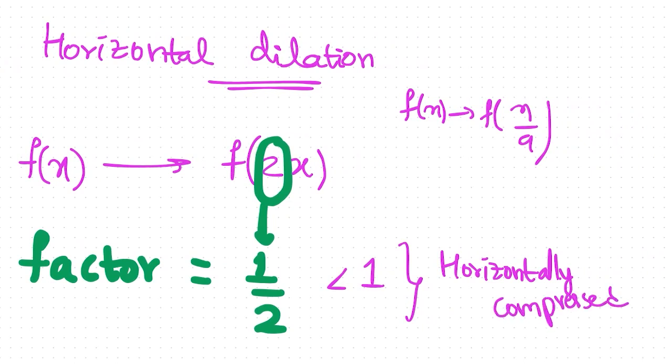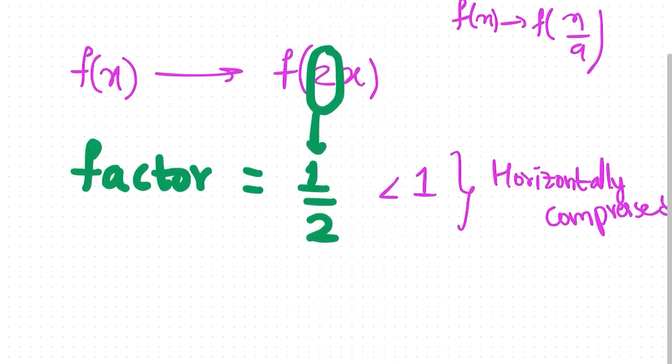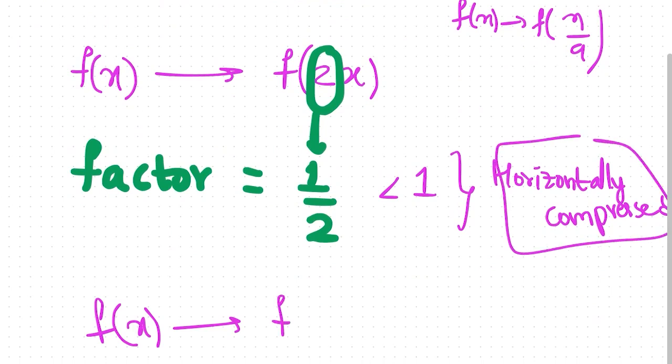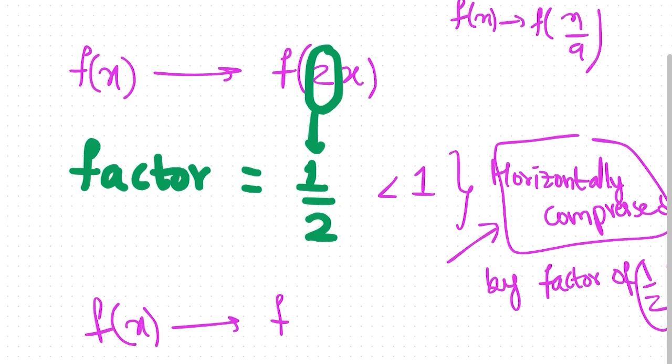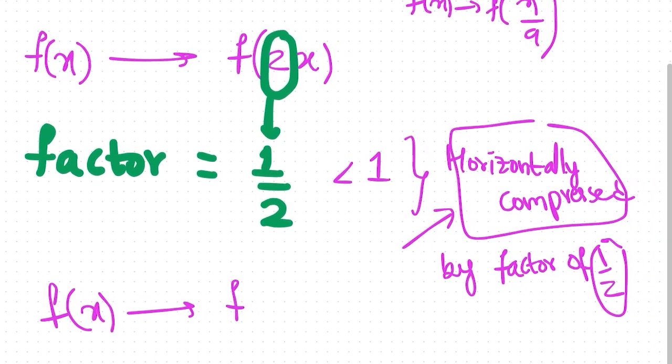This is the method. You just take the reciprocal of whatever the coefficient of x is. So f of 2x is horizontally compressed by a factor of half, 1 by 2. Correct? Now let's say f of x becomes f of x by 9.